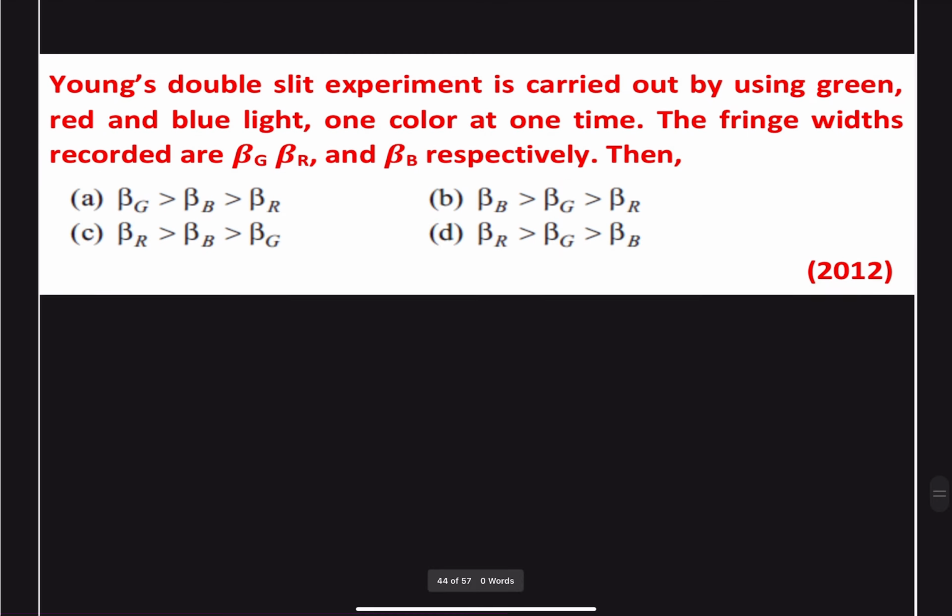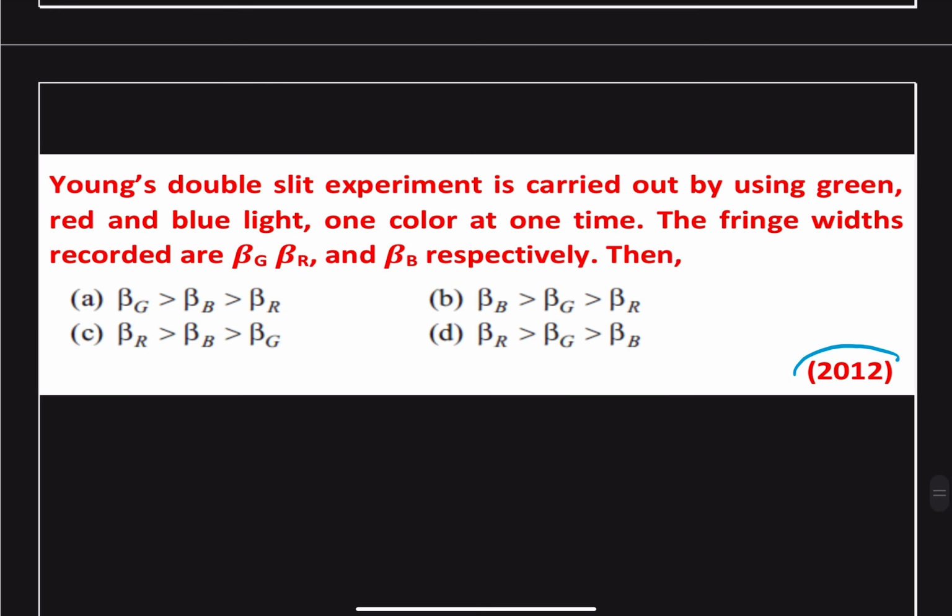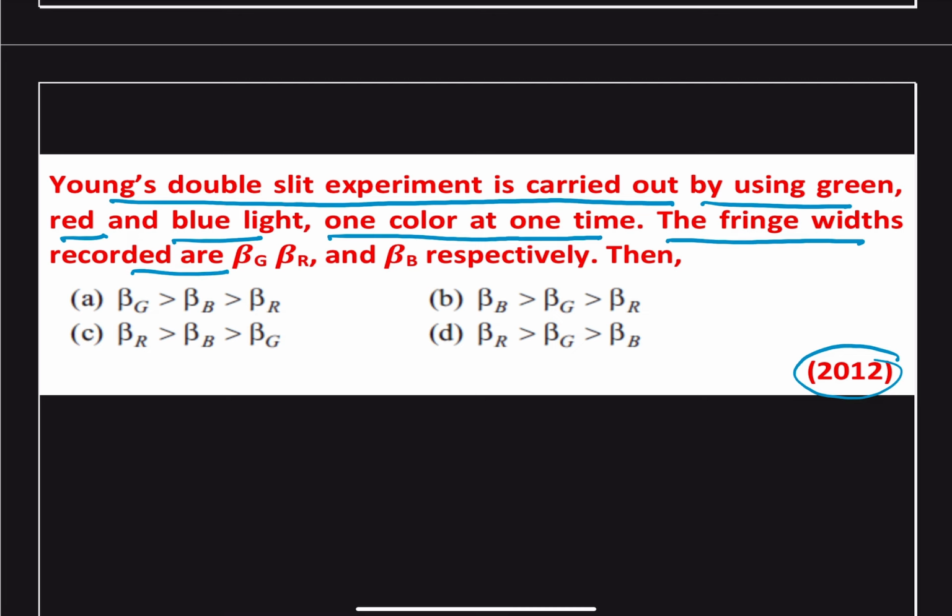Next question. It was also asked in the year 2012, and it states that the Young double slit experiment is carried out by using green, red, blue light, one color at one time. The fringe widths recorded are beta G, beta R, and beta B respectively. Then we have to find out how they are going to vary.